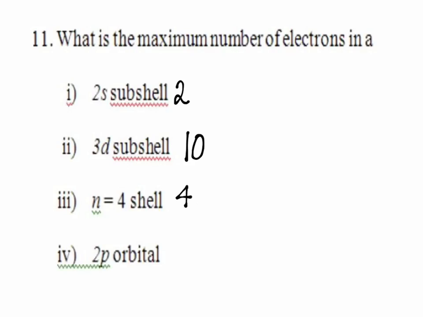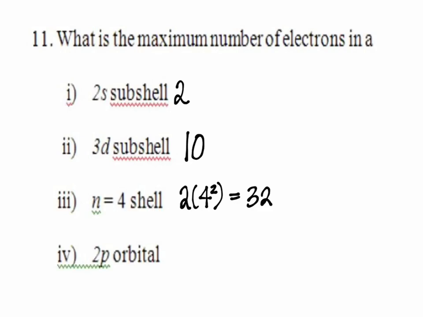Energy level 4, and we're going to do 2 times 4 squared. 32. What about the maximum number of electrons in a 2p orbital? 6. That would be the most common answer.